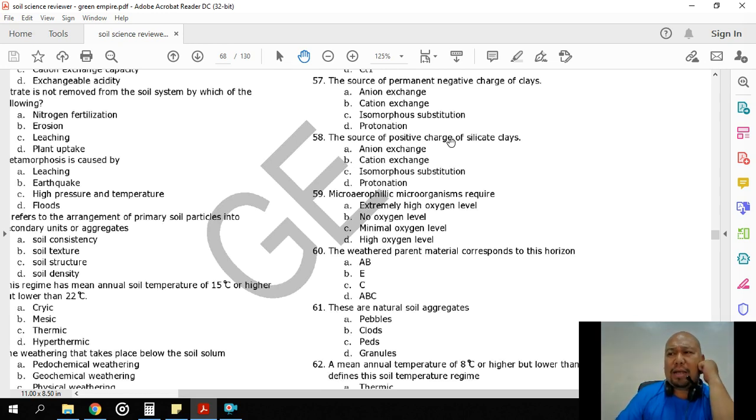Like I said earlier, I know that letter A, anion exchange, is not the correct answer. I also know that cation exchange is not the correct answer. I have a feeling it can either be letter C or letter D. Very likely, based on the definition we have seen, isomorphous substitution is the correct answer. After seeing protonation, it's gaining a positive charge, so that doesn't make a clay negatively charged. Therefore, we could also rule out protonation as a possible answer.